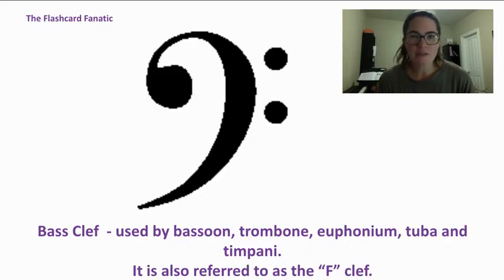Another clef is called the bass clef. It's used by bassoon, trombone, euphonium, tuba, and timpani. And if you can imagine, if the treble clef is the upper part of the keyboard, the bass clef is going to be the lower part of the keyboard. So it's used by the bigger instruments that make lower sounds. It's referred to as the F clef for the same reason as the treble clef is the G clef, and that's because the round part of the clef goes around the note F.